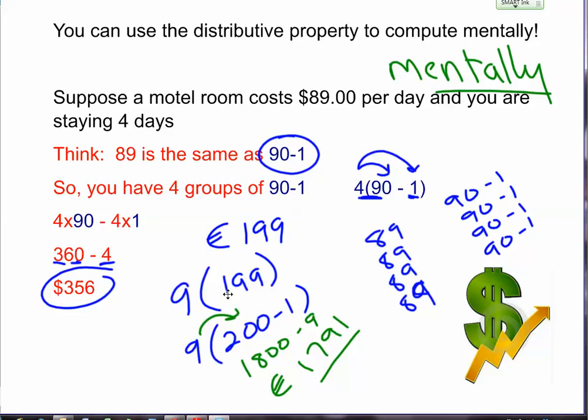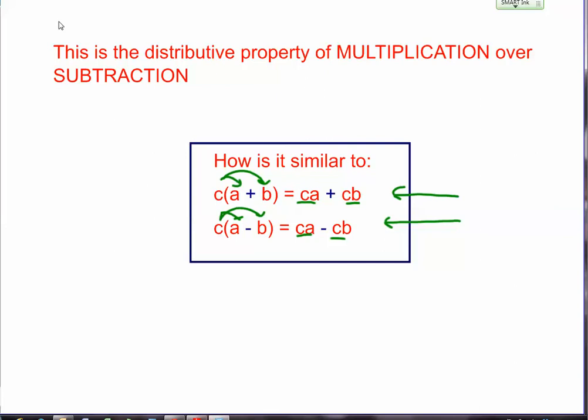Or I'm going to pay €199 9 times. Well, it's easier to think of 199 as 200 minus 1, because 200 times 9 is easy to compute mentally, 1800, and I'm short 9 times by €1, so I've got to subtract that 9, and I get 1,791 euros. So using the distributive property helps you compute mentally, with subtraction especially.